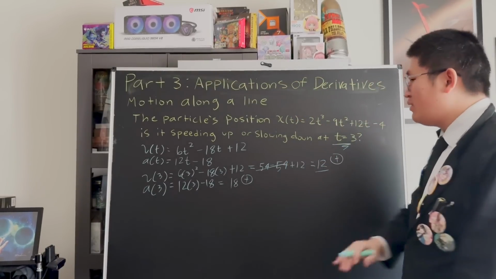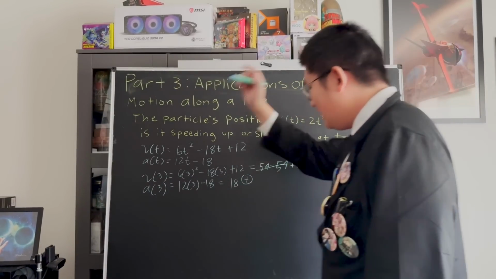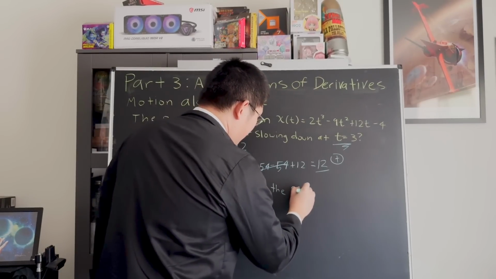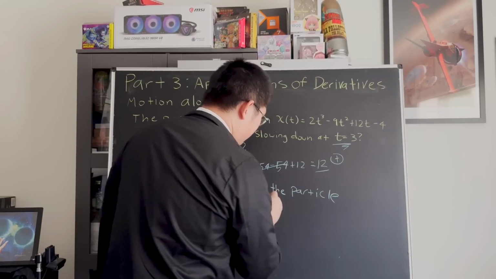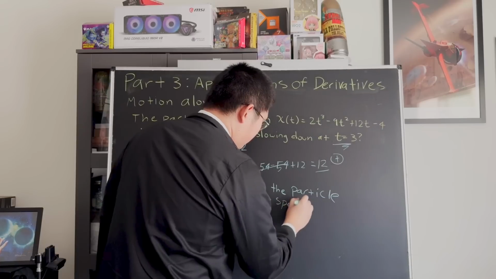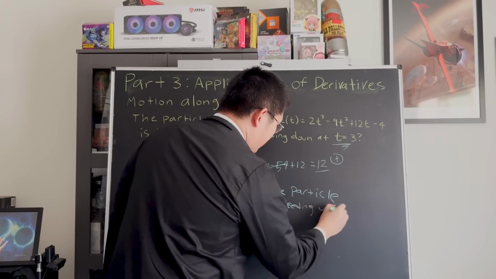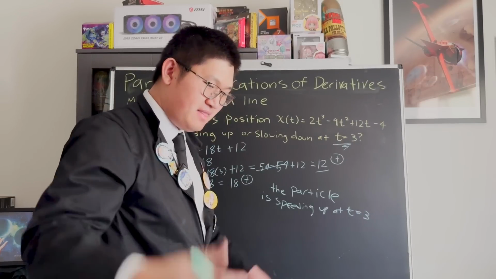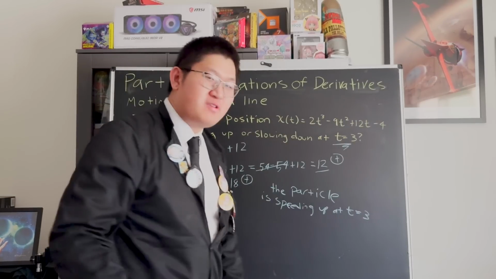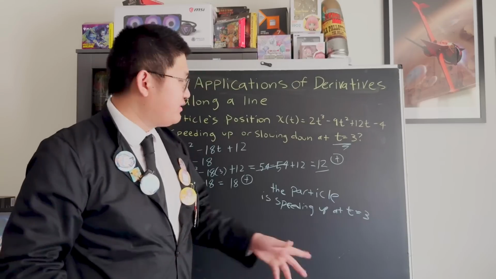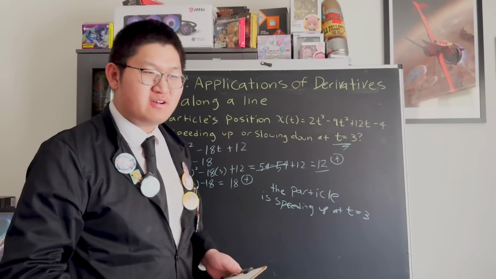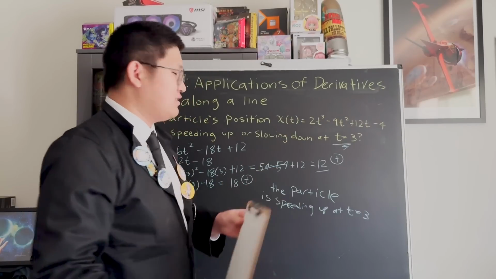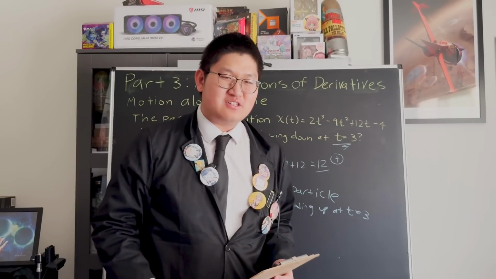And would you look at that, both velocity and acceleration are positive, leaving us with only the conclusion that the particle is speeding up at the time t equal to 3. Okay, and there you have it. That should do it for part 3 of the applications of derivatives, knowing that we can take multiple derivatives across the board here, as well as making the connection towards the idea of particles along a straight line.